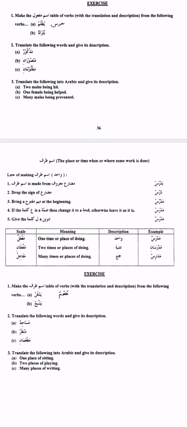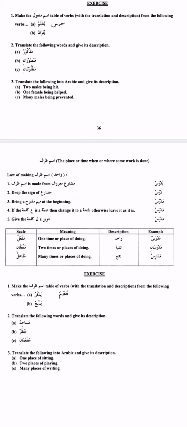One female being helped, mansuratun. Mansuratun. Okay. And many males being prevented. Prevented, this is mana'a yamna'u, man'un, preventing. The mudari' majhul, siga wahid mudhakkar is yumna'u. Yumna'u, he is prevented or will be prevented. And from yumna'u we removed the alama of mudari'. You added a mim maftuh. It became mamna'u. Okay, then you gave the ayn kalima, which is noon. The fa kalima is mim, noon is the ayn kalima, and ayn is the lam kalima.